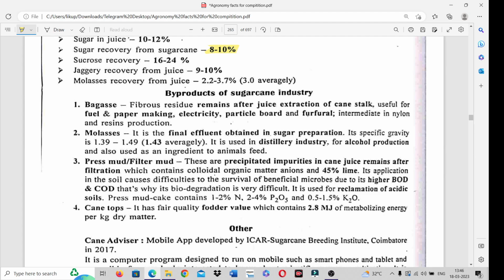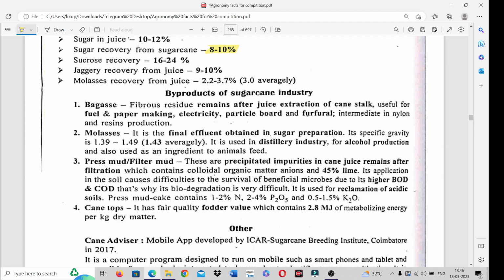Molasses is the final effluent obtained in sugar preparation. Its specific gravity is 1.39 to 1.49. It is used in the distillery industry for alcohol production and also used as an ingredient in animal feed.